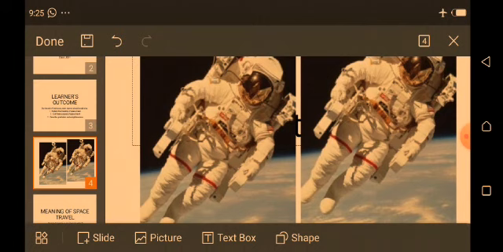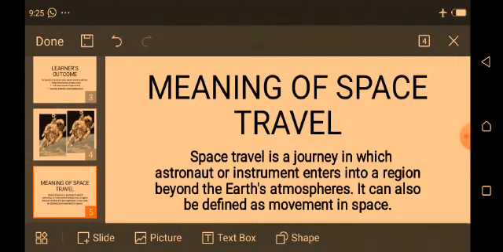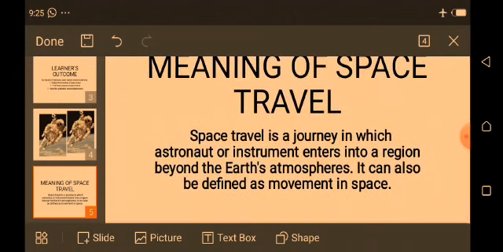So space travel is different from the travel you and I make, because we don't travel into the space. We don't travel above the Earth, but this person is traveling above the Earth's surface. So we call it space travel. Let's quickly look at the meaning of space travel. Space travel is a journey in which an astronaut or instrument enters into a region beyond the Earth's atmosphere. It can also be defined as movement in space.